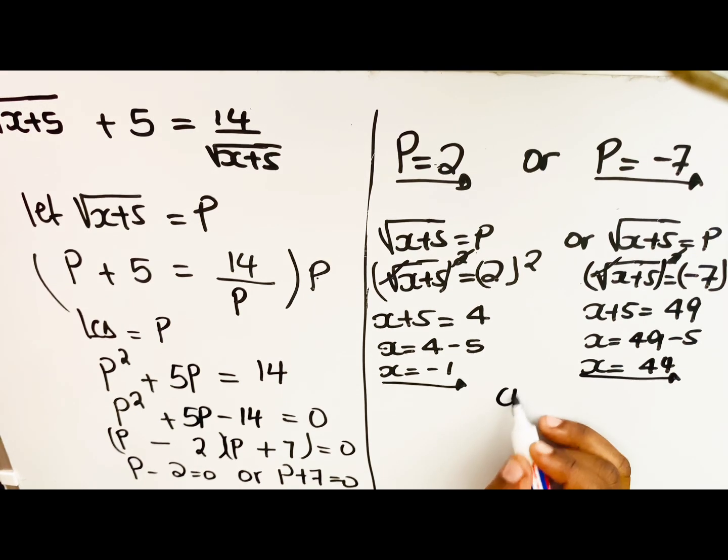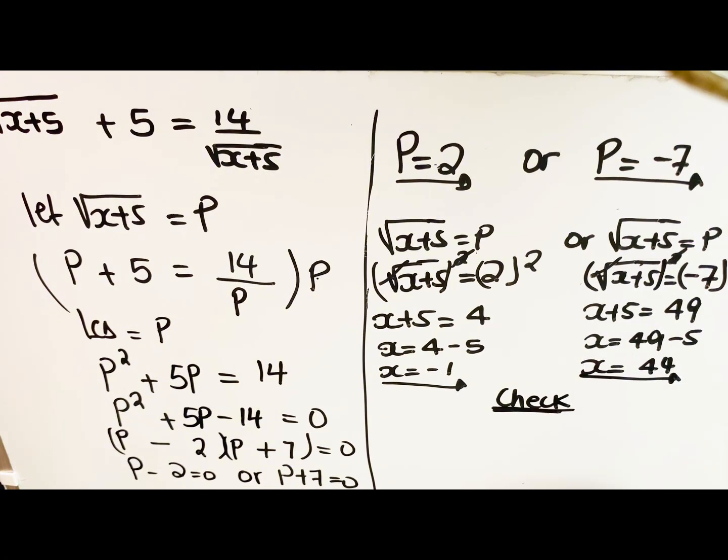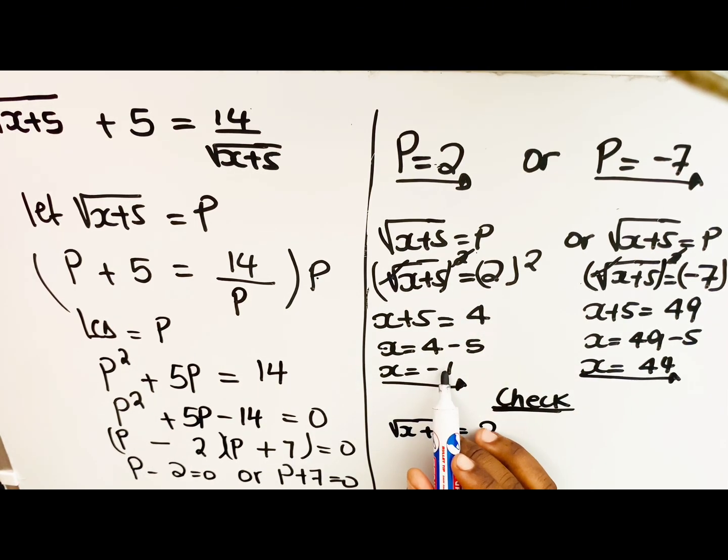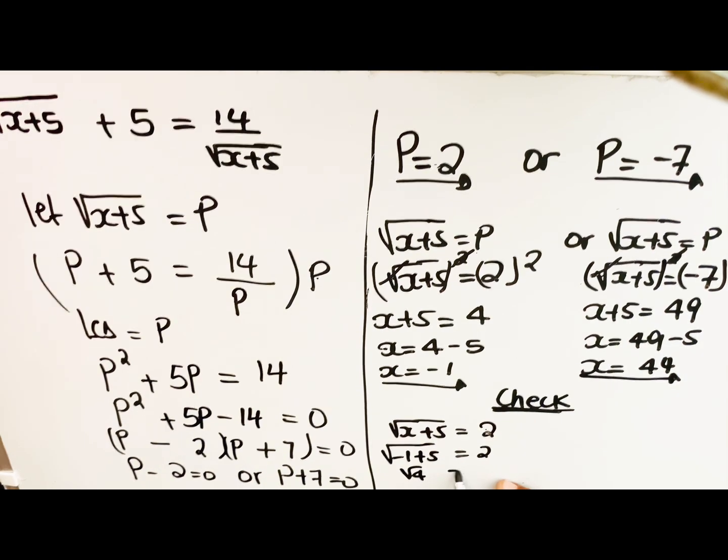So we'll need to check if both of these values satisfy the equation. We said the root of x plus 5 is equal to positive 2. Now that we have the value of x, let's substitute it here. Negative 1 plus 5 is equal to 4. Then the root of 4 is equal to 2. So the left hand side is equal to the right hand side.